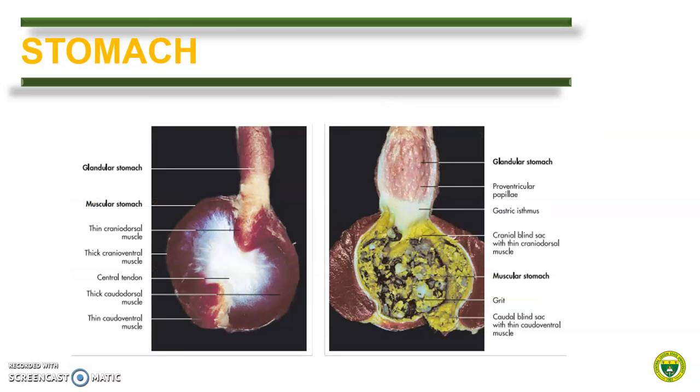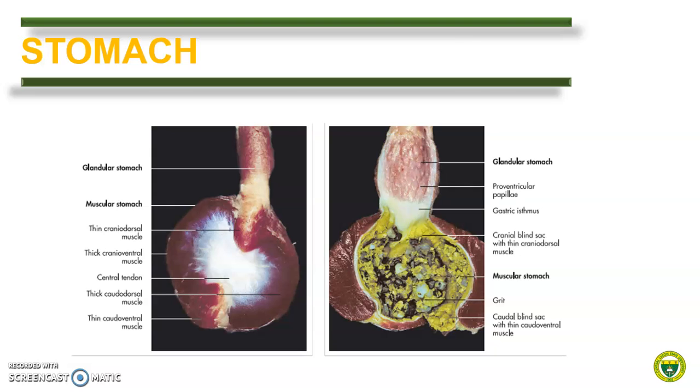Birds have two stomachs, the glandular proventriculus and the muscular ventriculus, or the gizzard. The proventriculus lies against the parietal surface of the liver and has a function similar to the glandular stomach of mammals. The gizzard, on the other hand, follows immediately after the proventriculus.